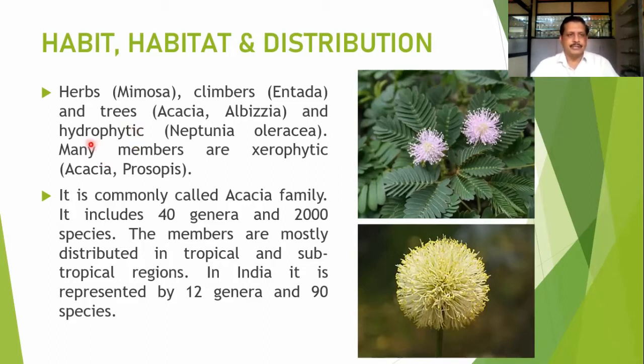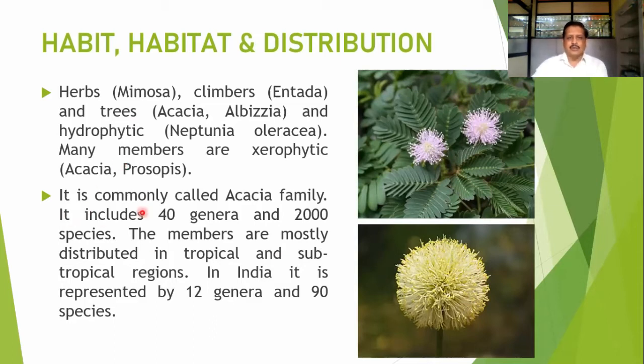Rarely we find hydrophytic genera in this family. Neptunia is one of them. This is having the hydrophytic habit. Here you can find the flower of that. The members Acacia and Prosopis have xerophytic characteristics, and they normally grow on desertified areas. See the beautiful globose head of this particular Prosopis and Acacia members.